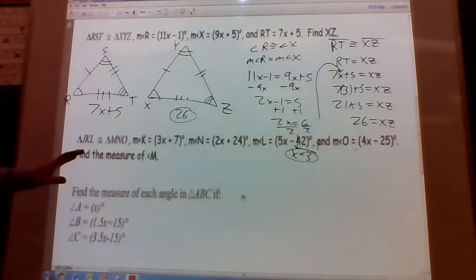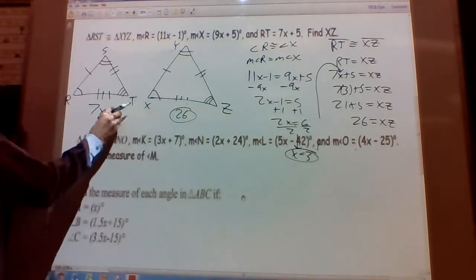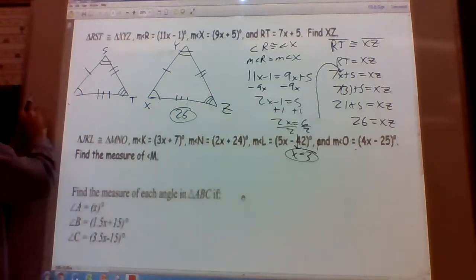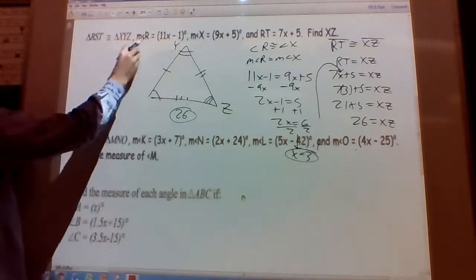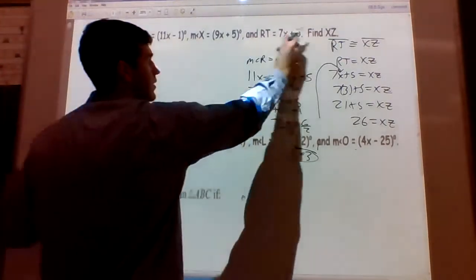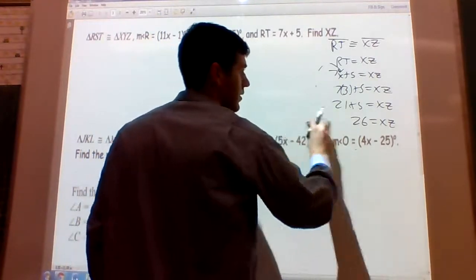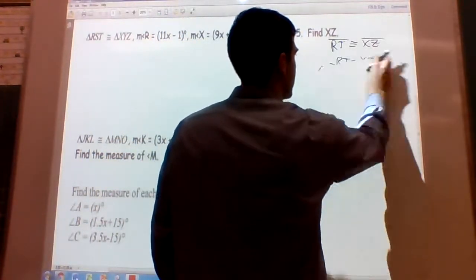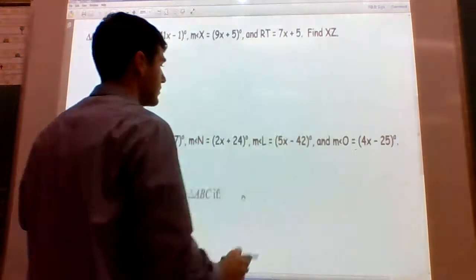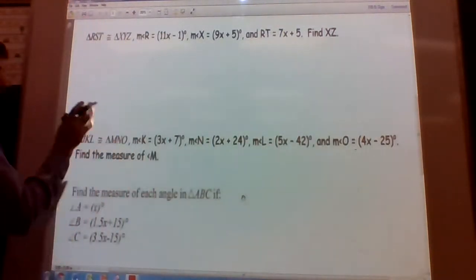I'm going to do the next one up here, so I have more room. All right, so I'm going to erase this one and do it up here. Okay, so this is now this third problem down here. So we have a triangle, again, we don't need to draw it out.